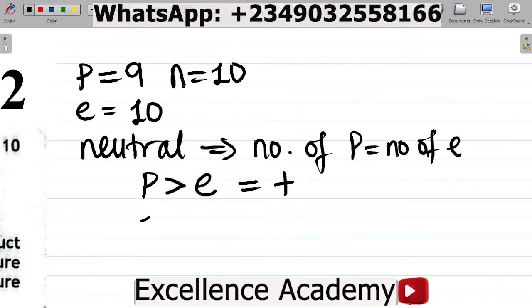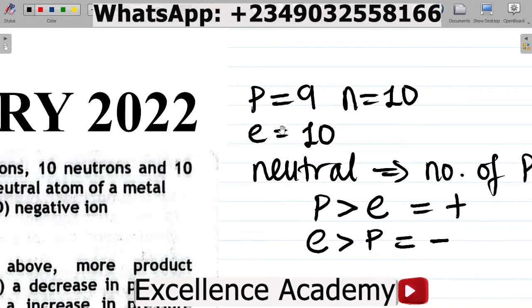Also, if the number of electrons is greater than the number of protons, that means you have more negatively charged particles, so the body becomes negatively charged. Now, looking at the particles we have here, considering the protons and electrons, neutrons have lesser significance when it comes to a body being positively or negatively charged.